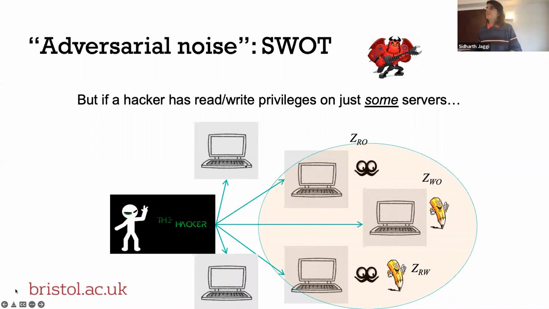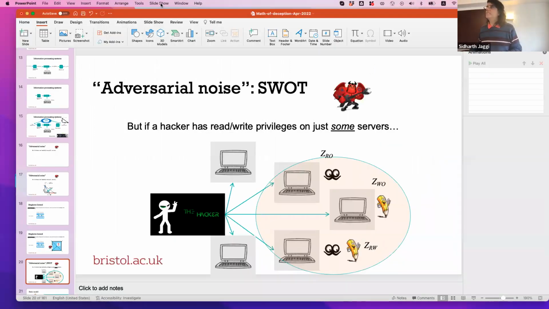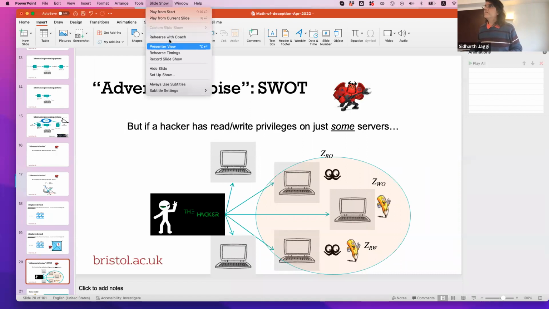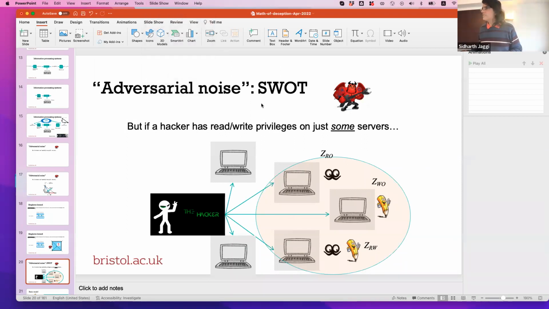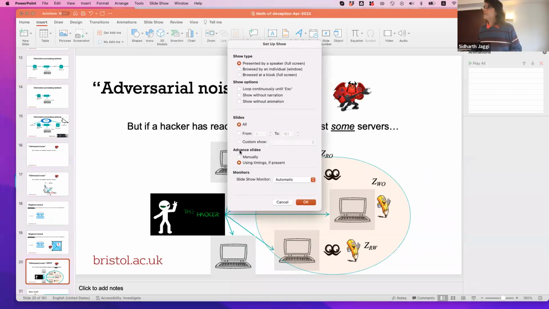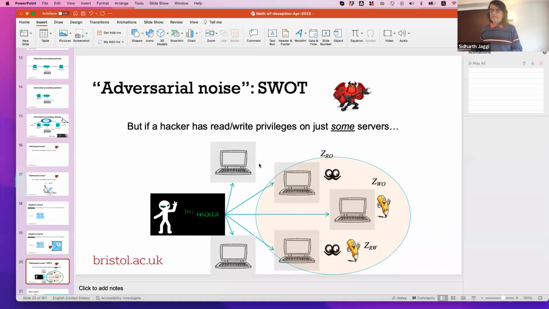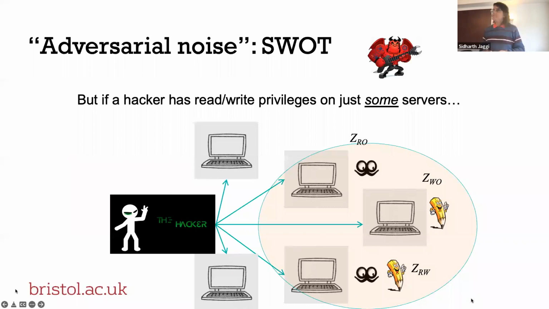Again, this is okay. Let me just spend a minute or two seeing if I can figure out report slash setup show. Is this where the timings are? Oh, manually. Okay, good. All right. Hopefully that solves the auto slide transition problems.